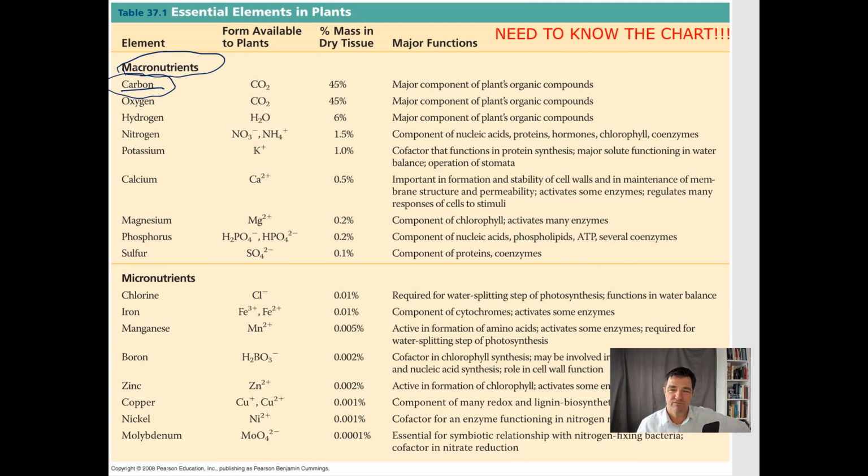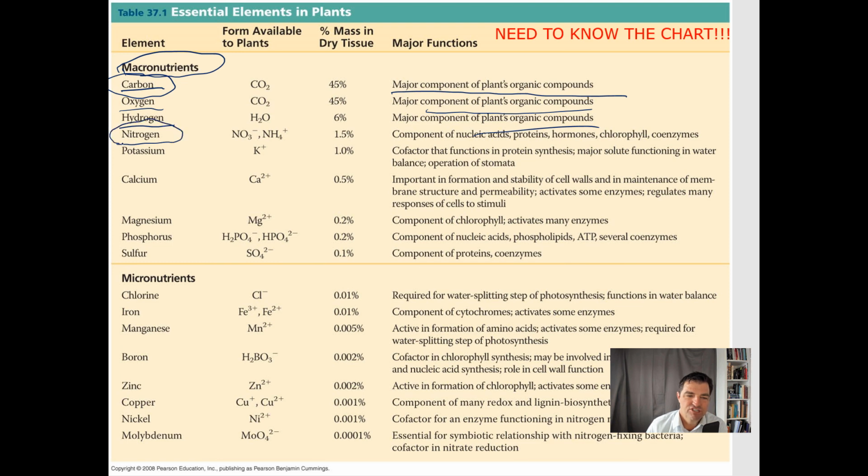So that one should be easy for you. And it makes up a large part of the plant, 45%. And it's used all over the place. So that one's easy. Oxygen, hydrogen, okay, water, right? Hydrogen and oxygen, they make water. Lots of things are made out of water. And so you have hydrogen and oxygen as macronutrients in major organic compounds of all sorts. So those first three should be easy, all right?